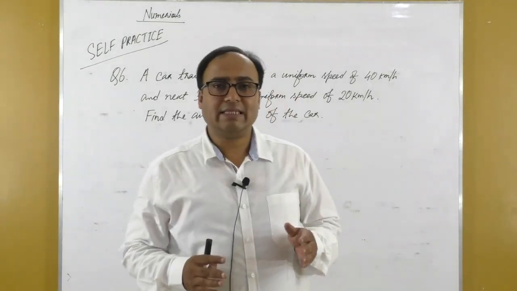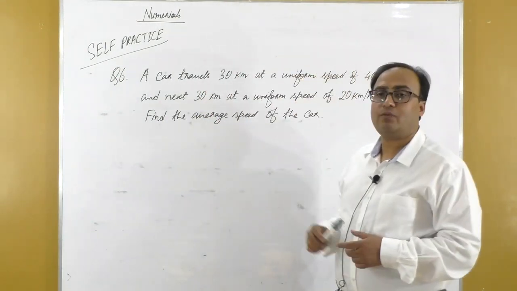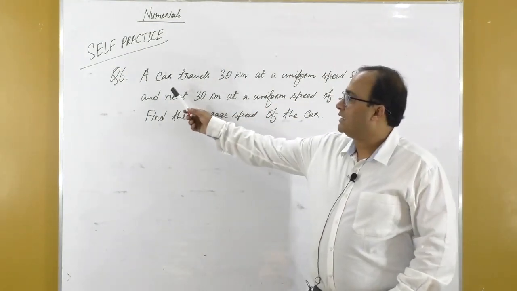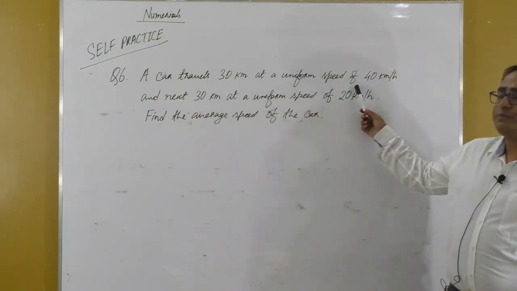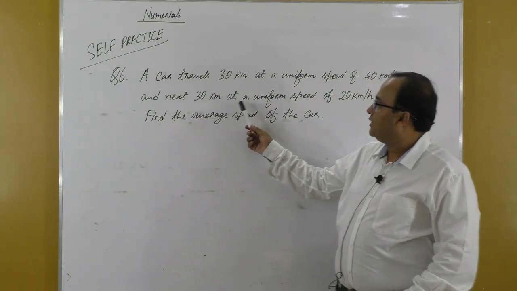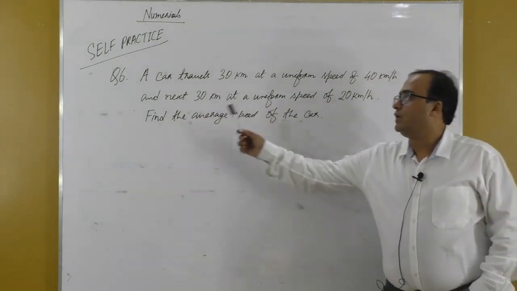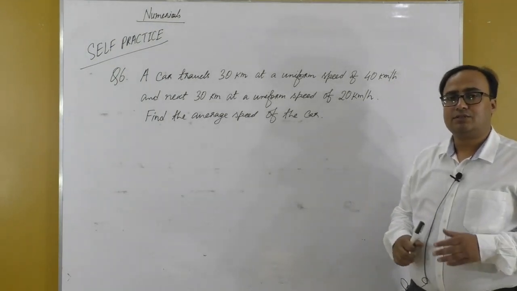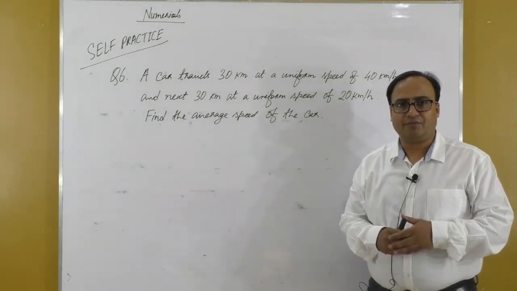Now question number 6 for your self practice. Question number 6 is similar to question number 5. You can easily solve it. Question number 6: a car travels 30 kilometer at a uniform speed of 40 kilometer per hour, and next 30 kilometer at a uniform speed of 20 kilometer per hour. You will have to find the average speed of the car. So you can easily solve it if you have understood question number 5.